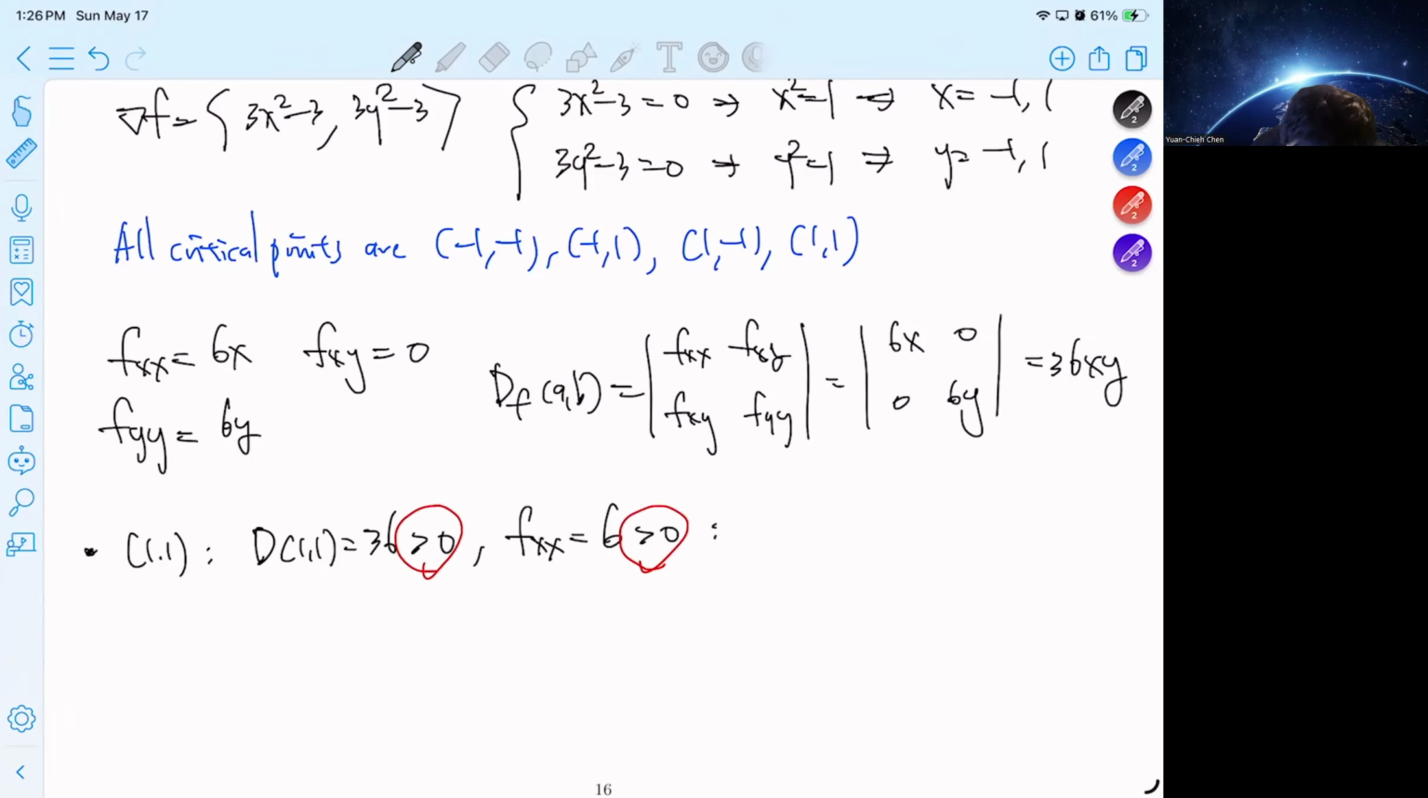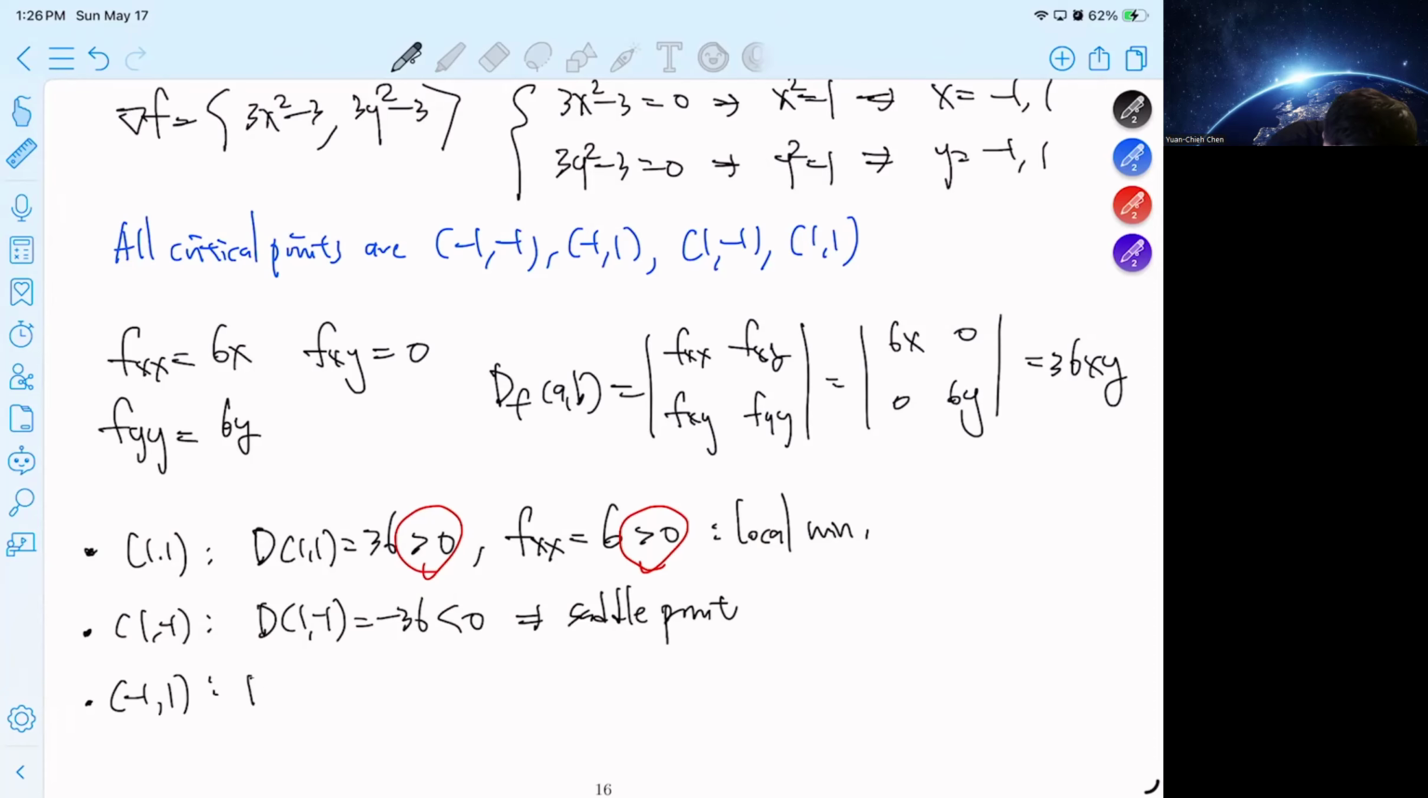We do the exact same thing. So what about (-1,-1)? In this case, D(-1,-1) is 36 times 1, so it's 36, bigger than 0... Let me redo: for the mixed point, D is 36 times 1 times -1, so it's -36, smaller than 0. When you see the Hessian determinant is smaller than 0, we can happily say it's a saddle point. You do the same thing for (-1,1): D(-1,1) is -36, smaller than 0. So this is also a saddle point.